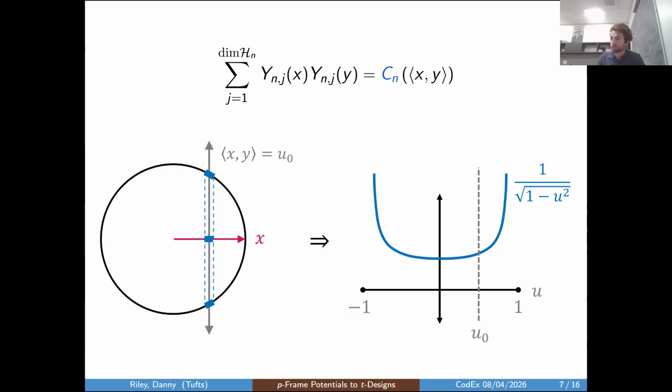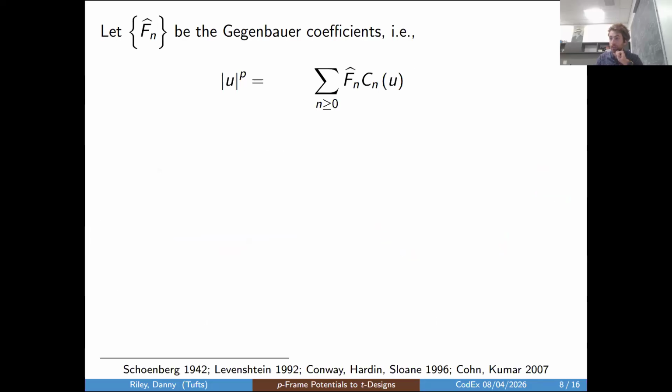Okay, so we know we're not just choosing arbitrary polynomials. There's a reason why these two are connected. Now I'm going to try to leverage this to show what our minimizing p-frame potentials are going to look like. So suppose I have the Gegenbauer coefficients of my p-frame potential, where I'm now thinking of the p-frame potential as a function on the interval -1 to 1.